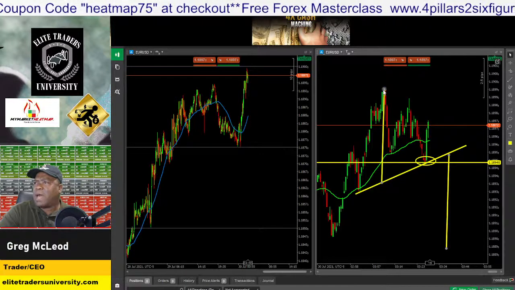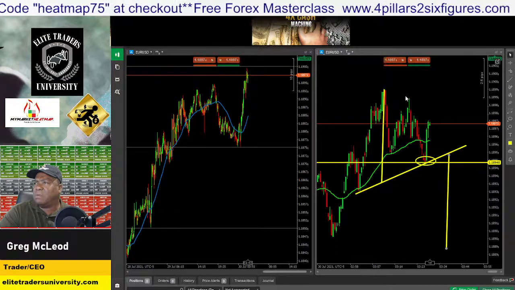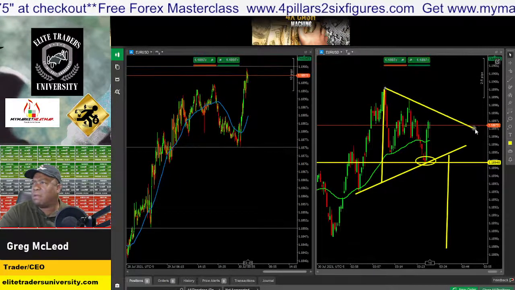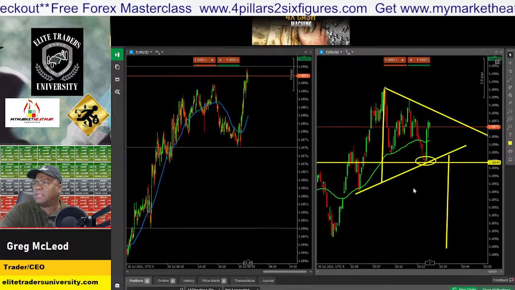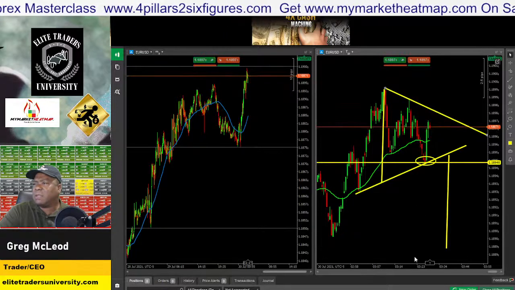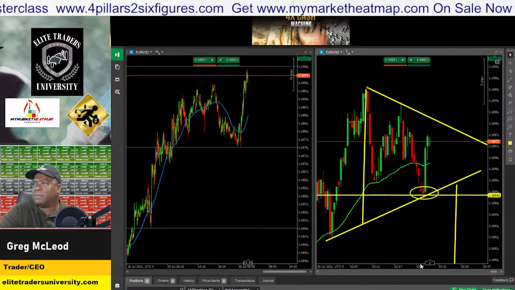And then we can add that to the breakout point whenever we get there. But we have a high, low, lower high, and we have a trend line there. So let's see if price will come up into this trend line and give us maybe a shot to get short.